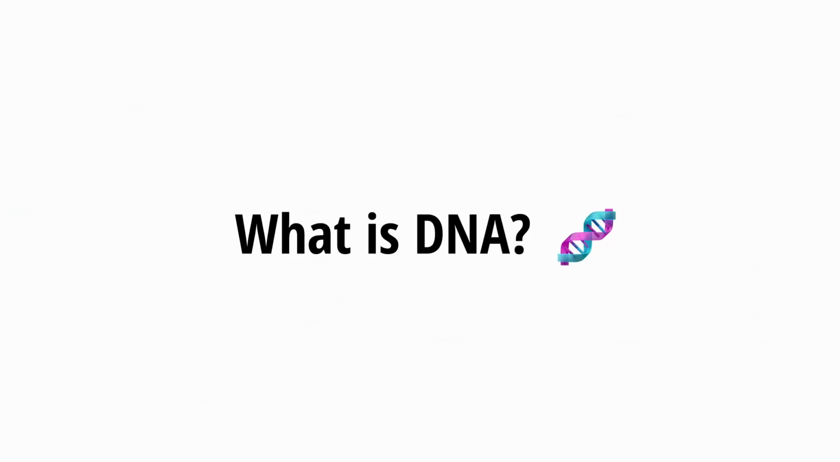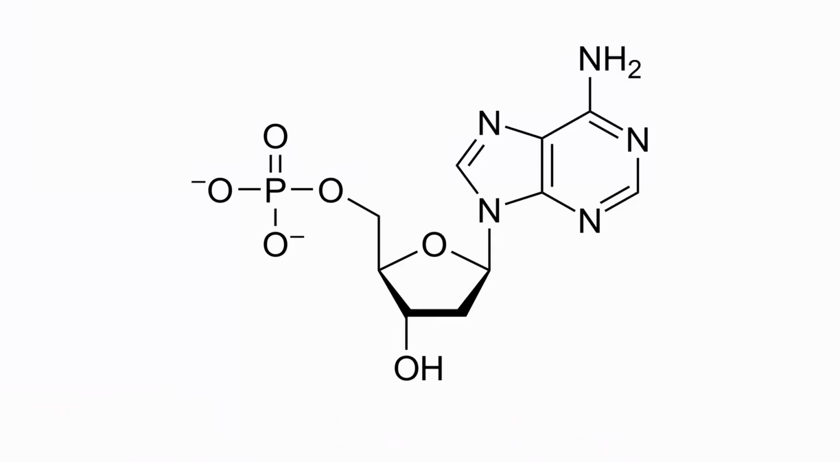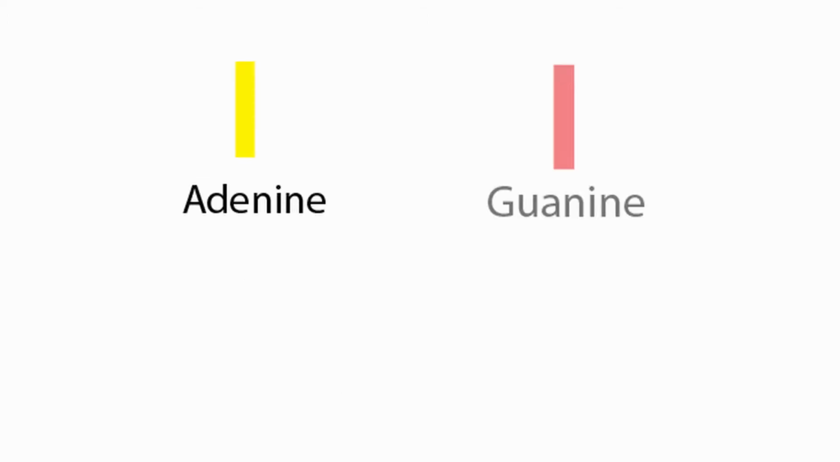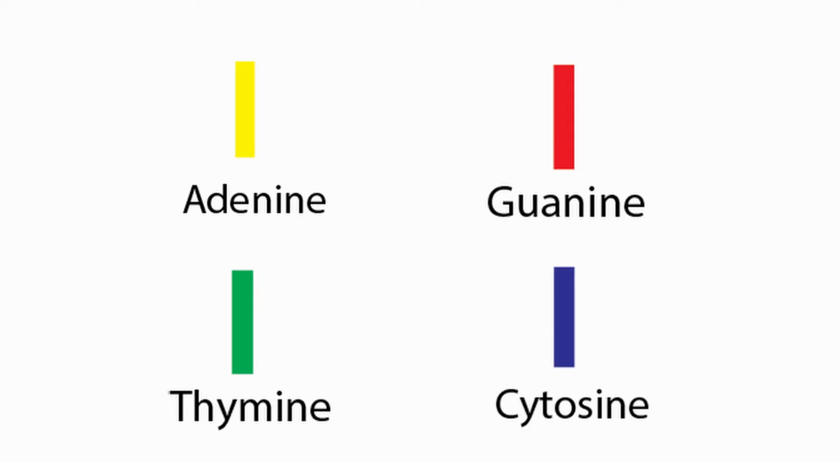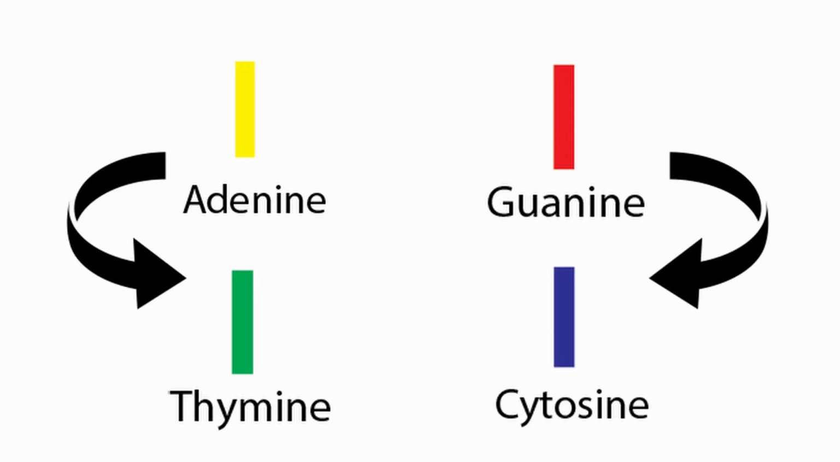To begin, what is DNA? DNA is deoxyribonucleic acid, and it is genetic material found in organisms. If you zoom into DNA, you will see nucleic acid monomers called nucleotides, and it consists of three components: nitrogenous bases, deoxyribose sugar, and phosphate. There are four types of nitrogenous bases: adenine, guanine, thymine, cytosine. Adenine pairs with thymine, and cytosine pairs with guanine.